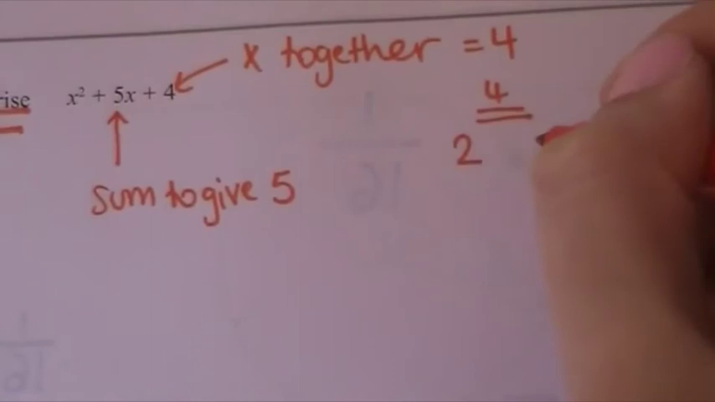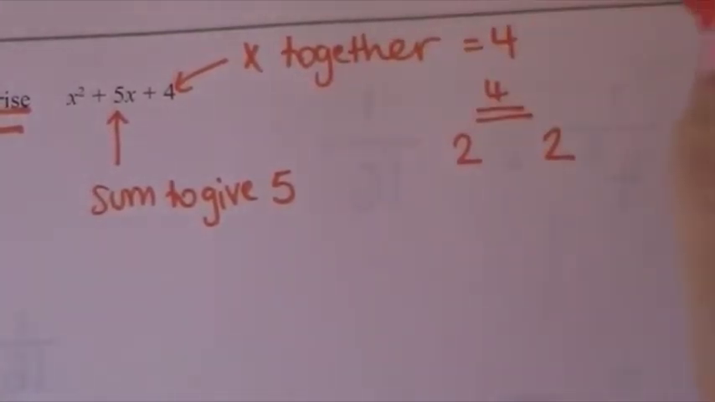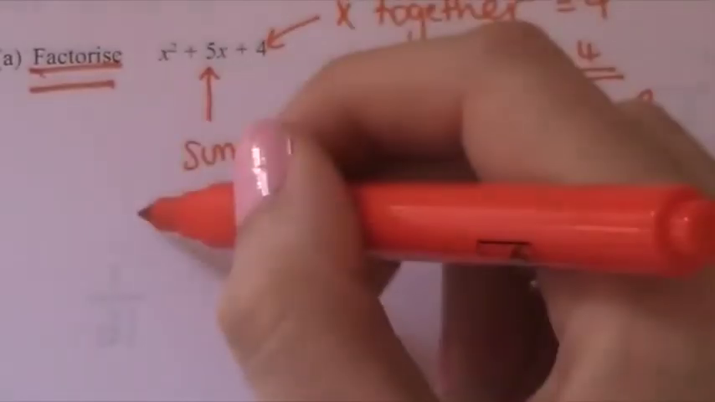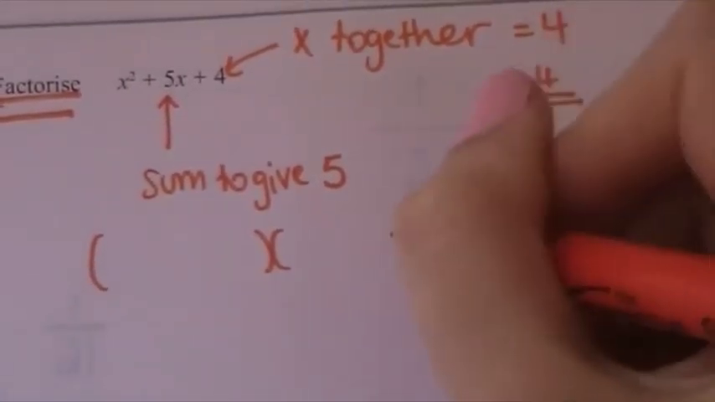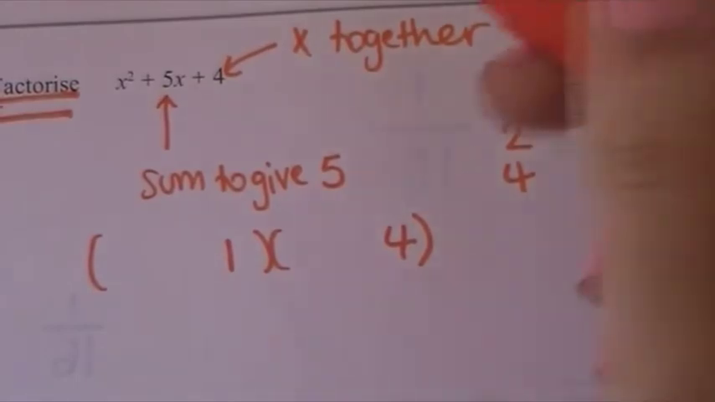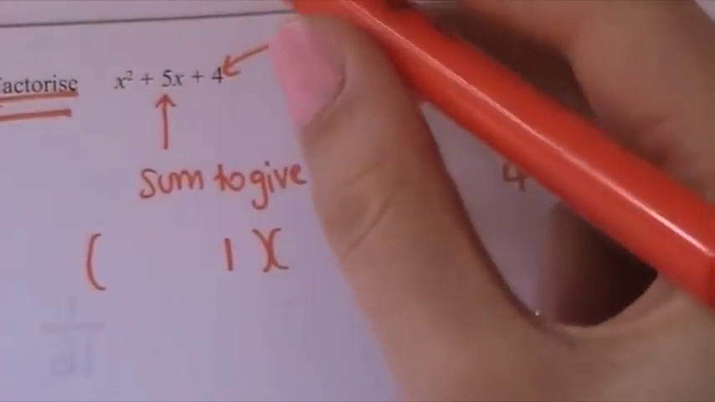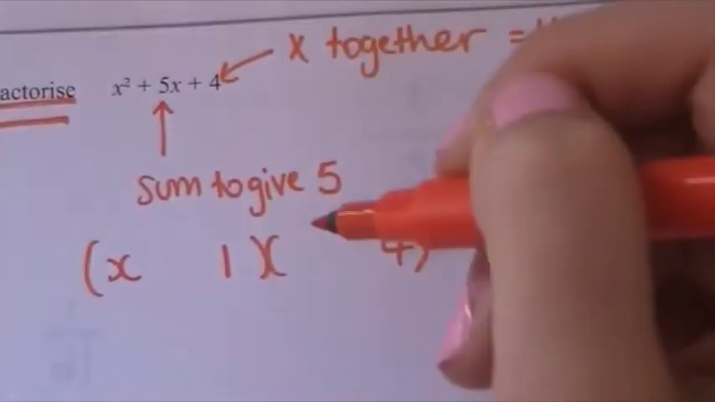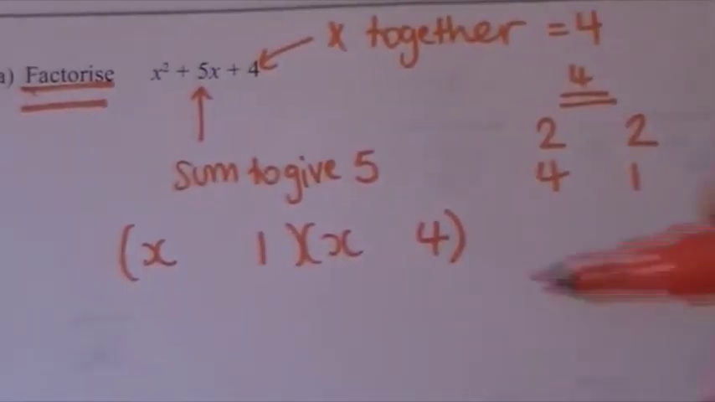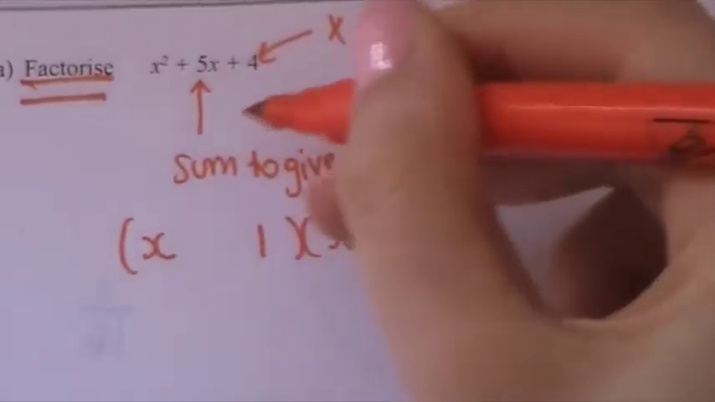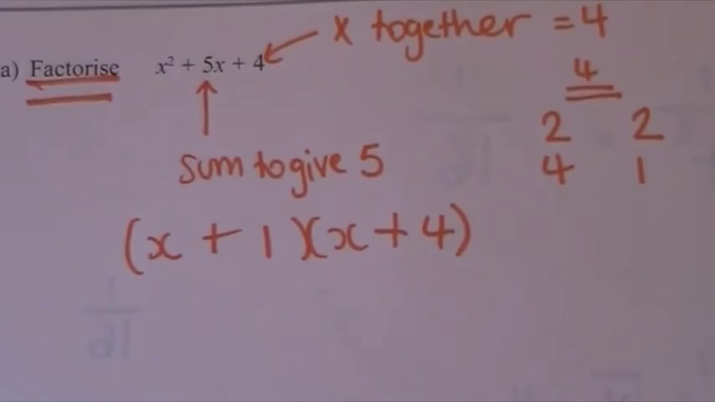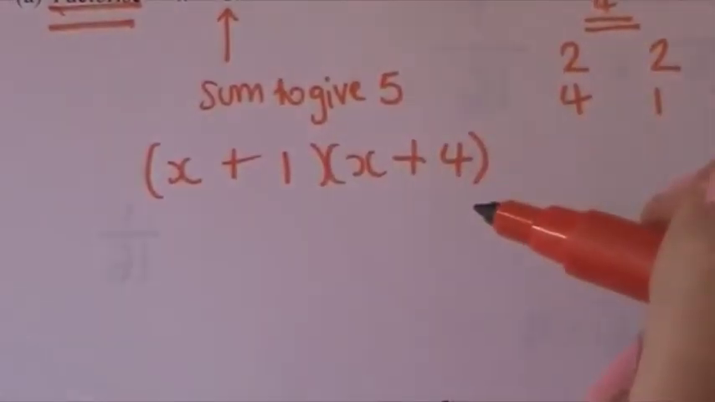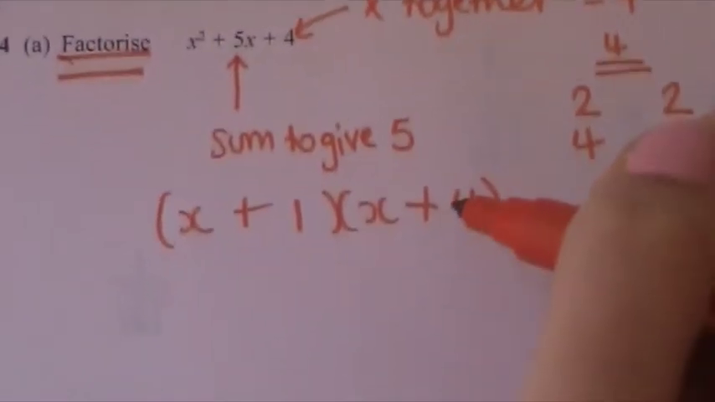So for example, 2 times 2 is 4, but they did not sum to give me 5. Or 4 times 1 gives me 4, and they do sum to give me 5. So the numbers 4 and 1 will fit in these brackets as they multiply to give 4 and sum to give 5. Now in order for me to get my x squared, I know that I must have an x here and an x there. So if I'm looking for my signs inside my brackets, everything here is positive. So x add 1, x add 4. If we wanted to check this, we could multiply it out, and that would give us x squared add 5x add 4.